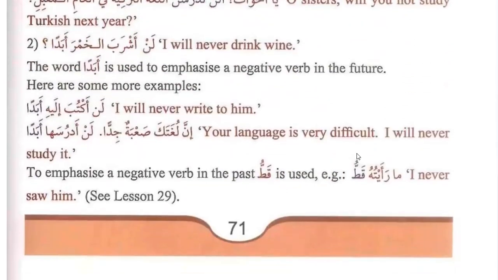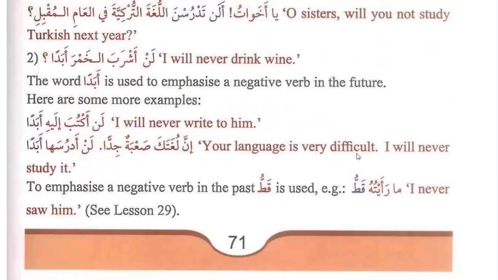Okay, Miss Noor. Lan ashraba al-khamra abadan. I will never drink wine. The abadan is used to emphasize a negative verb in the future. Here are some more examples. Lan aktuba ilayhi abadan. I will never write to him. Inna lughataka sa'batun jiddan. Lan adrusaha abadan. Your language is very difficult. I will never study it.